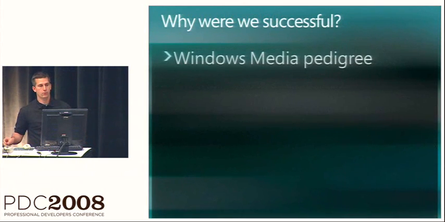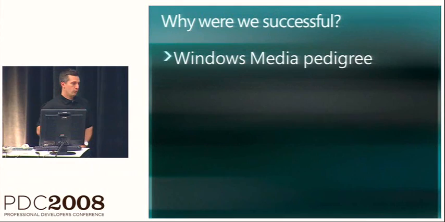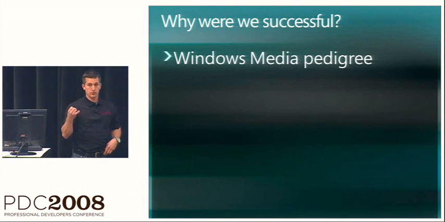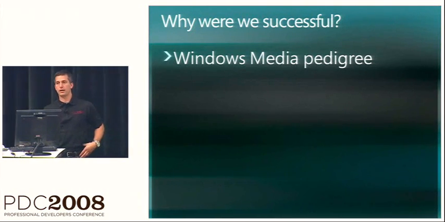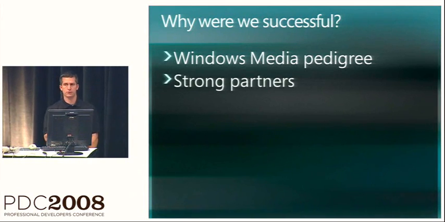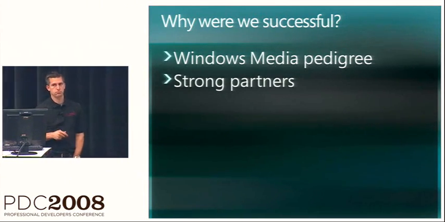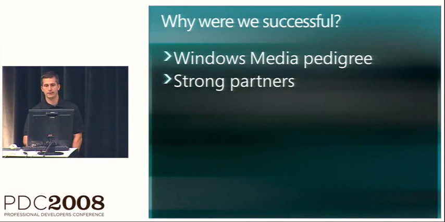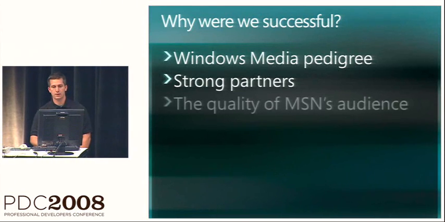So why were we successful? Well, we had a huge pedigree on Windows Media, so the encoding partners that we were working with, it was a lot easier for us to do. We had really strong partners. That page that I showed you, everyone stepped up and they were committed to getting this done. I think the quality of MSN's audience really helped.